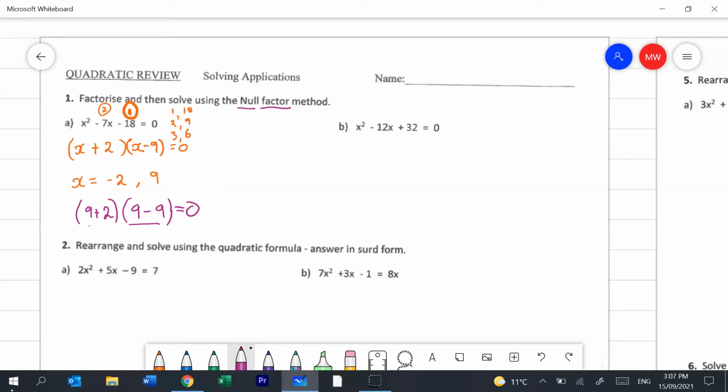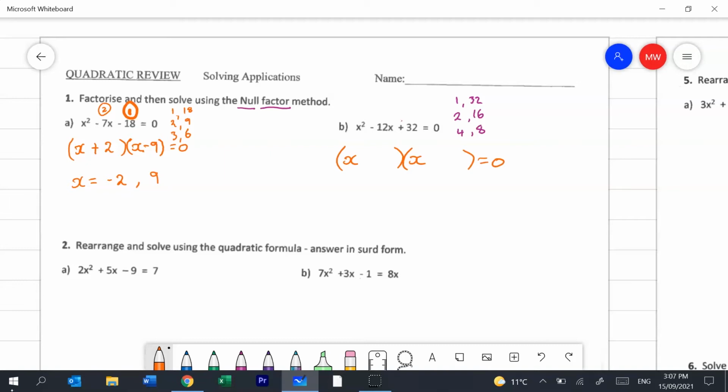Let's move on to the second question. In the second one, again, I'm looking at this number here. I want to write down the factors of 32. I've got 1 times 32. I've got 2 times 16. I've got 4 times 8. That might do for the minute, I think. I'm going to set myself up my brackets. I know it's going to be x. It's going to equal 0.